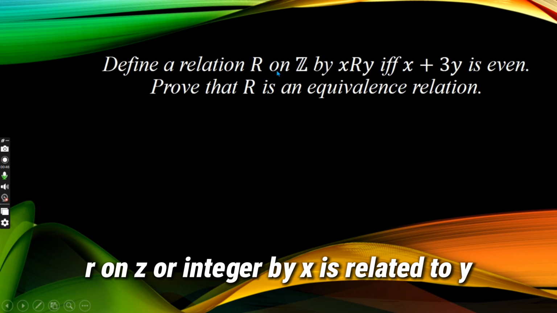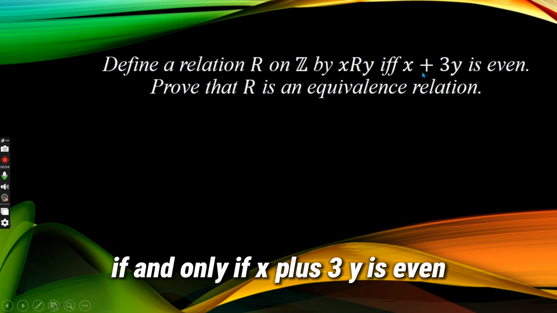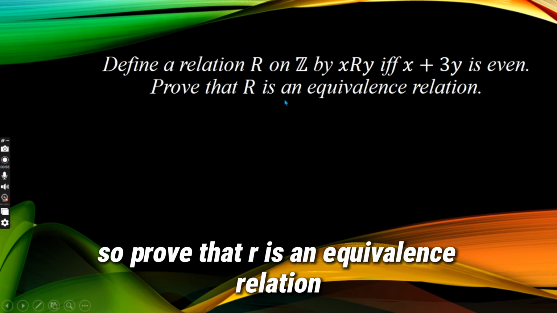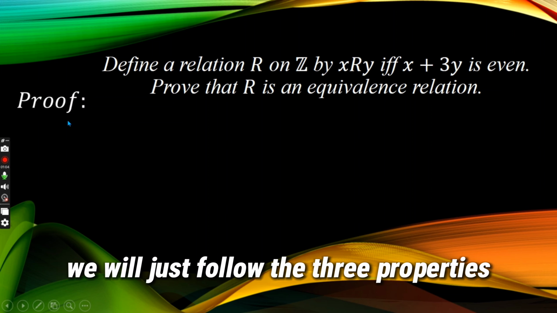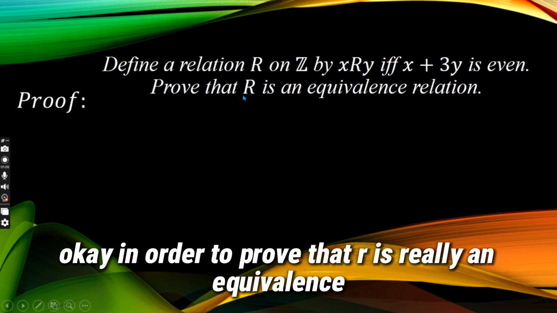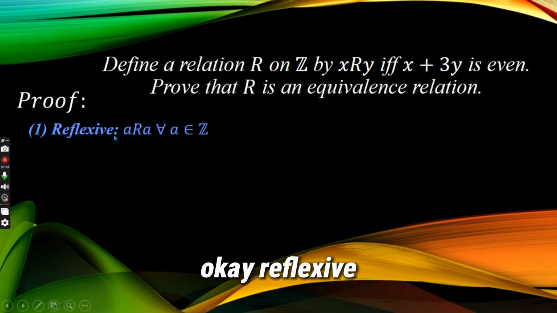So we'll start with this. Define a relation R on Z, the integers, by x is related to y, or x is equivalent to y, if and only if x plus 3y is even. So prove that R is an equivalence relation. For our proof, we will just follow the three properties in order to prove that R is really an equivalence relation. So we will start with reflexive.